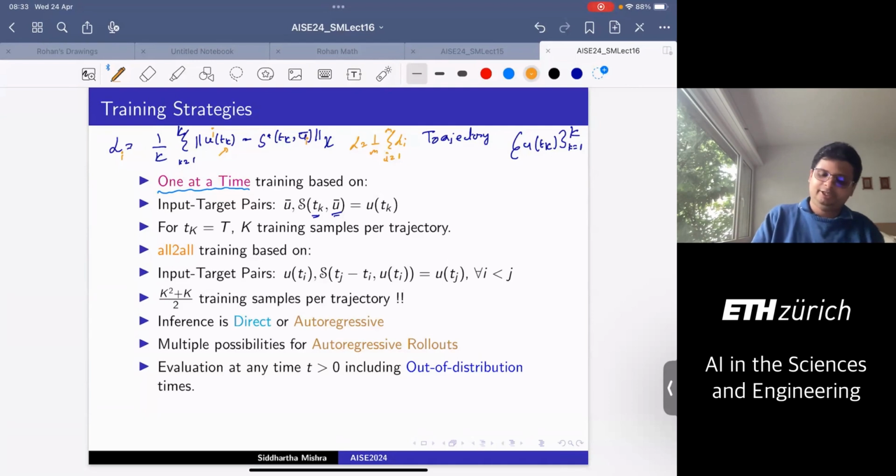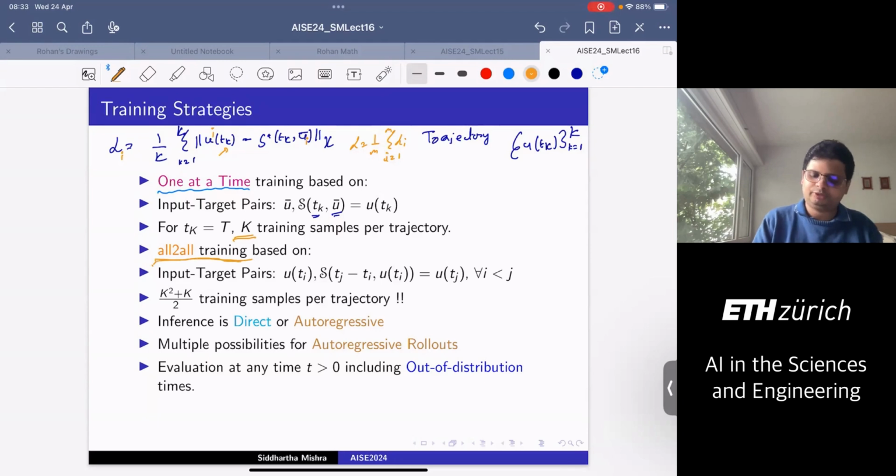As you can see here, if we have different sampling points, there is no issue, because each of these losses are taken independently. So you can, of course, have different sampling points. This is what is called one at a time training. The advantage of this compared to before is that you have k training samples per trajectory. And we will see that this can be a very effective strategy sometimes, that you just evaluate at different times. But this is not really taking out the full potential of the method, because the full potential of the method is by using what is called all-to-all training.